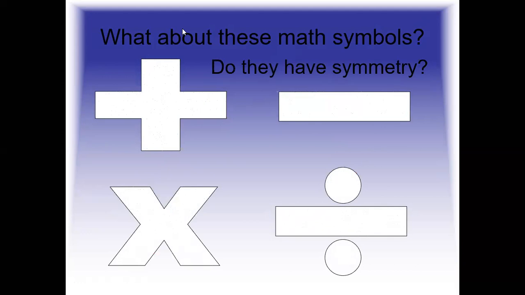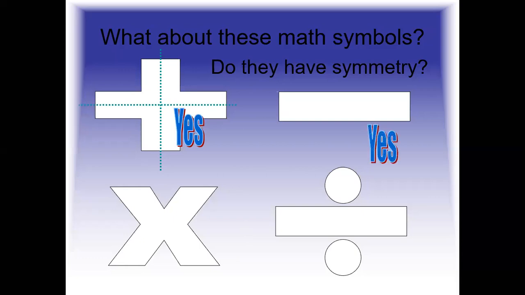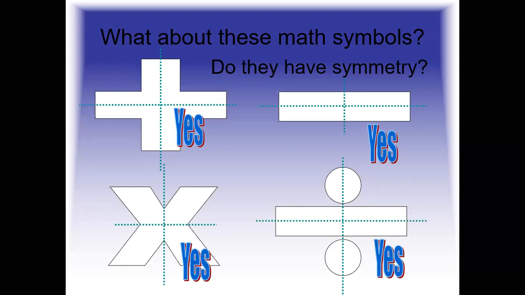Now we have our operation signs. We have the plus, the minus, the times, and the divide. Just to test, do they have lines of symmetry? Yes, they do. If you look at the plus, the horizontal line of the plus is a bit longer than the vertical line. So when we check, there we go, yes, there are two lines of symmetry. The next diagram also has two lines. The next diagram also has two lines. And also the divide has two lines of symmetry.